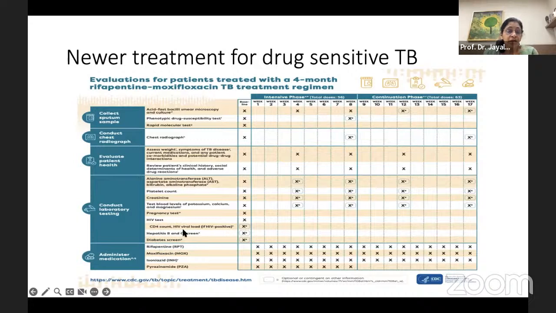CD4 count, diabetic screening. A newer regimen has been recommended for drug-sensitive tuberculosis, only 4 months: rifapentine, moxifloxacin, isoniazid, and pyrazinamide given together for only 4 months. This recommendation has come in view of the high sensitivity to moxifloxacin, and also with a view to reducing the duration of treatment of tuberculosis, and also keeping ethambutol out, thus reducing the optic neuritis and the complications of 6 months of ethambutol treatment.